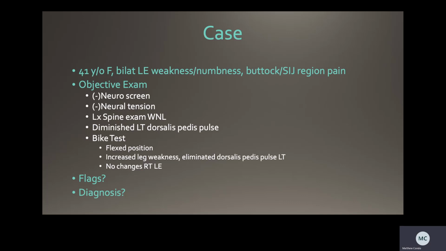That's a huge deal. That's a huge sign, right? Because what we've ruled out is this is not neuro. We've put her on this bicycle test, and we've ruled out that when that vascular system in the lower extremity is called upon, it's not able to respond. It's not able to do what it's supposed to do. That's a huge sign that this person has something vascular in nature happening.